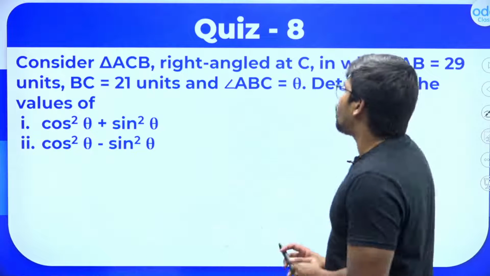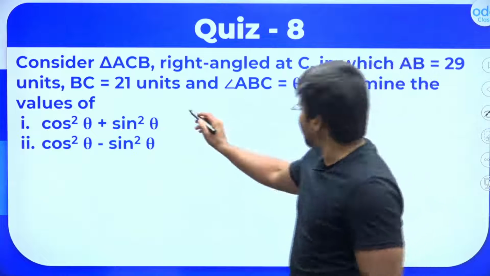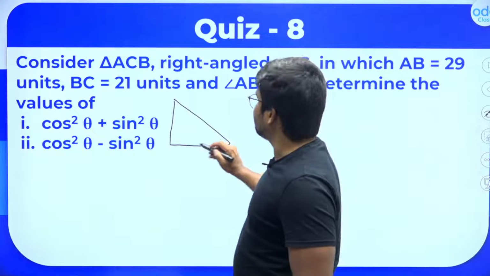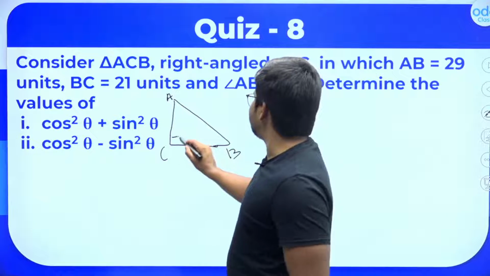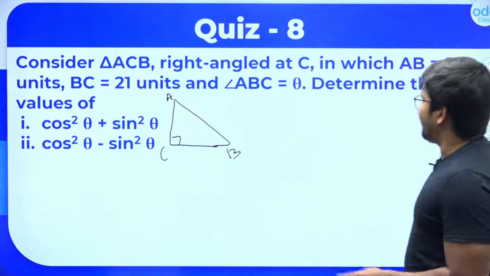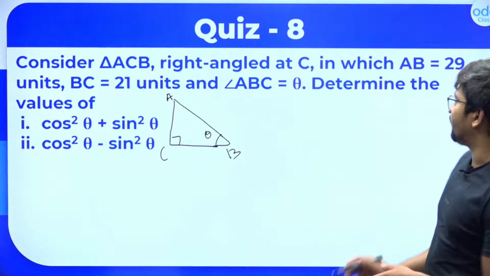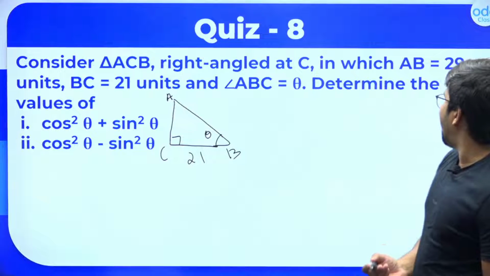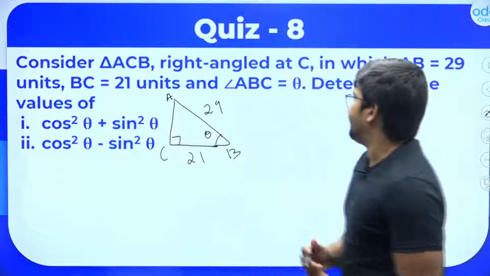So cos square A plus sin square theta, this is what you need. Let's draw the triangle first. You have a triangle ACB, right angled at C, and ABC is theta. That means this angle is given as theta. Is the figure clear to all? BC is 21, and AB is 29.